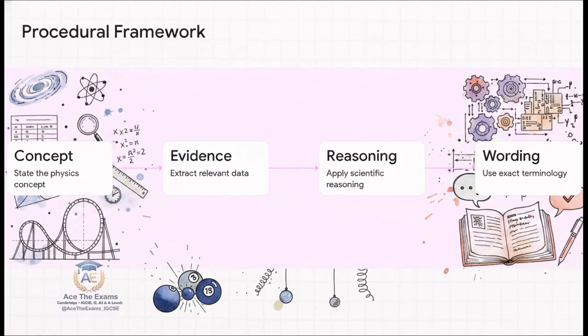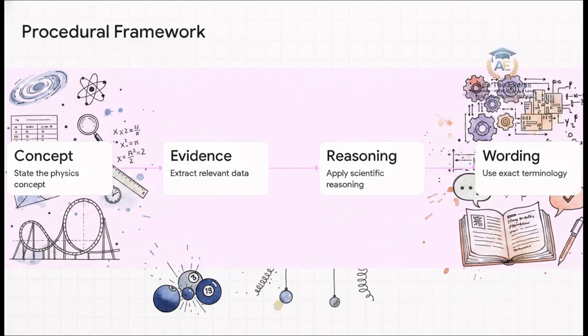You need to memorize these 4 steps. Step 1, concept. Step 2, evidence and data. Step 3, scientific reasoning. And Step 4, examiner wording. When you're tackling complex calculation questions, you absolutely must deconstruct the prompt using this exact sequence. First, just state the physics concept, like the conservation of momentum. Then, extract the relevant data from the prompt, making sure to assign the correct positive or negative signs to your velocity vectors. Third, apply your scientific reasoning.